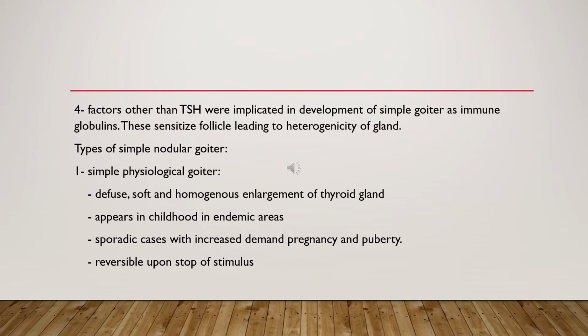Factors other than TSH were implicated in development of simple goiter, such as immune thyroglobulin, and desensitized follicles leading to heterogeneity of the gland. Types of simple goiter: simple physiological goiter is a diffuse, soft enlargement of the gland. It appears in childhood in endemic areas, and in sporadic cases with increased demand, such as pregnancy and puberty. It is reversible upon stopping of the stimulus.